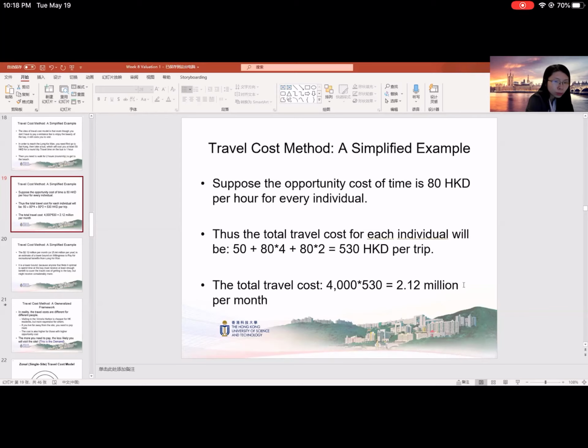So would 2.12 million be an upper bound or a lower bound for the joint valuation? Will the actual valuation of these people be higher or lower than 2.12 million? You can have different reasons. It's actually an open question.